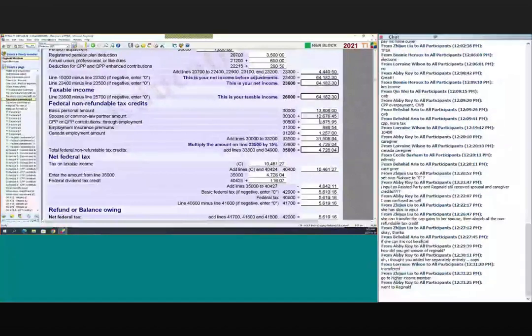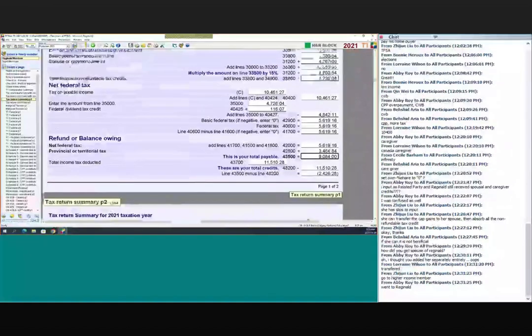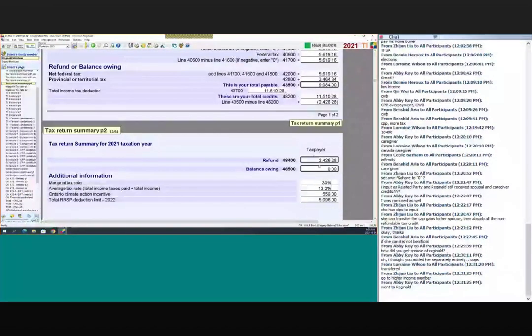Now let's look at his non-refundables. He has a personal amount, and then he has a spousal amount. He also has CPP, EI, and Canada Employment amount, and there is the dividend tax credit. So he didn't have charitable dividend tax credit. So he is actually getting a refund of $24,26.28.